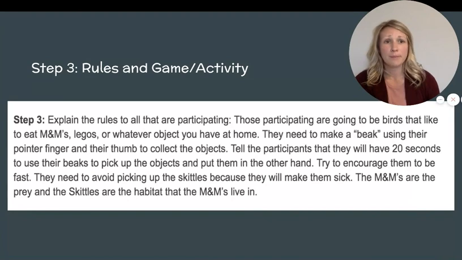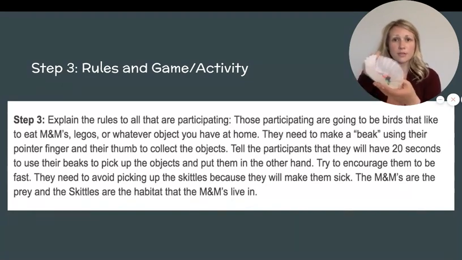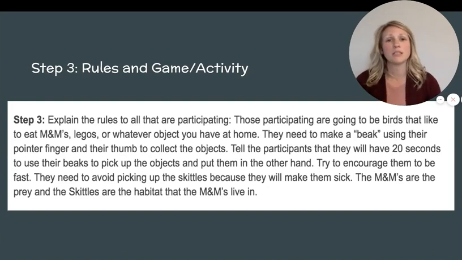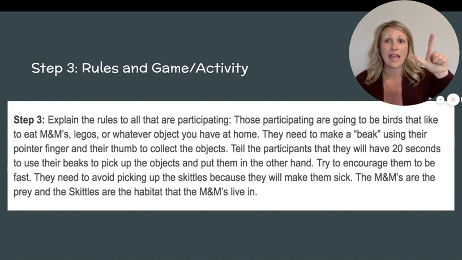They're going to be birds that like to eat M&Ms. Remember, our multiple colors, so they're going to be birds that like to eat those. They're going to need to make a beak using their pointer finger and their thumb. So I can only use these two fingers.